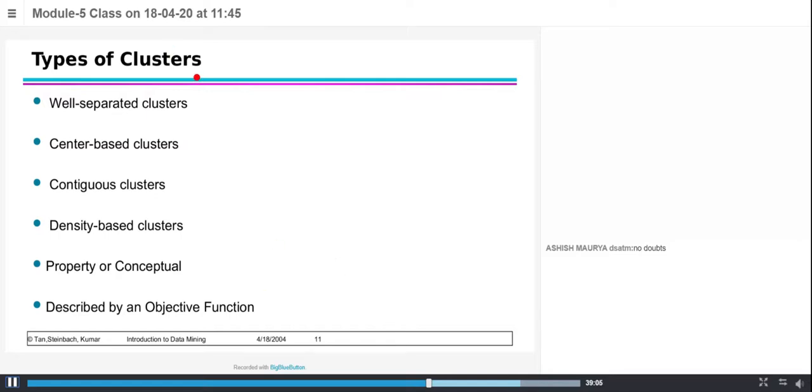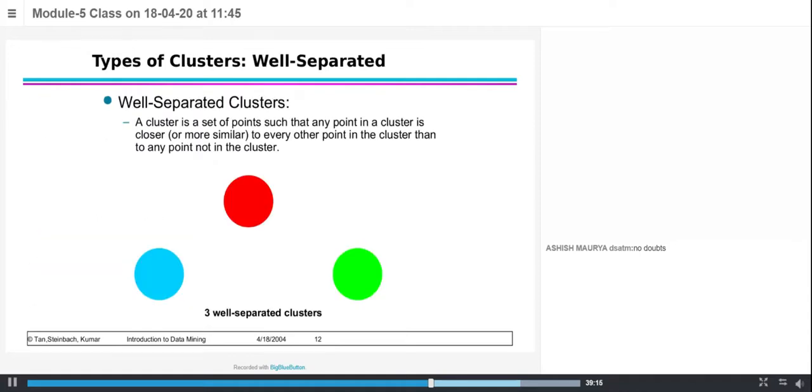Next, till now we have studied different types of clustering. Now we are going to study different types of clusters. The first one is the well separated cluster. In this, a cluster is a set of points such that any point in a cluster is closer to every other point in the cluster than to any point not in the cluster.